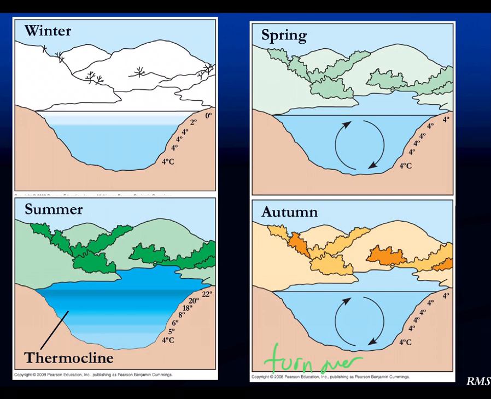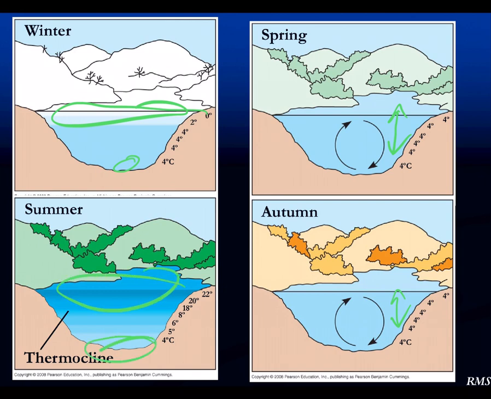So there are 2 turnovers in the area we live. We live in what's called a temperate environment. You have the spring turnover and the autumn turnover, and that's because the water is uniformly 4 degrees throughout. In the winter, 4 degrees at the bottom, 0 at the top when it freezes, and in the summer, warm at the top, but still 4 degrees at the bottom. And why is it always 4 degrees at the bottom? Because that's the temperature at which water has its highest density.